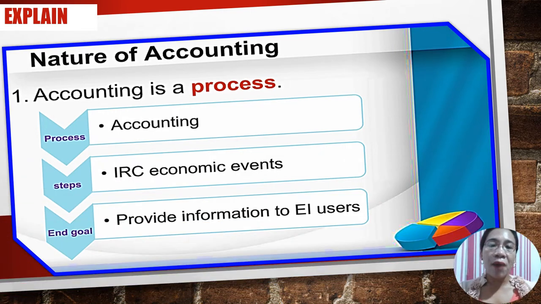It is a process because it entails steps to achieve the end goals, which is to provide financial information to both external and internal users. Later, in a separate topic, you will learn who the external and internal users are. You will also learn the difference between the two types of users of the financial reports or accounting.